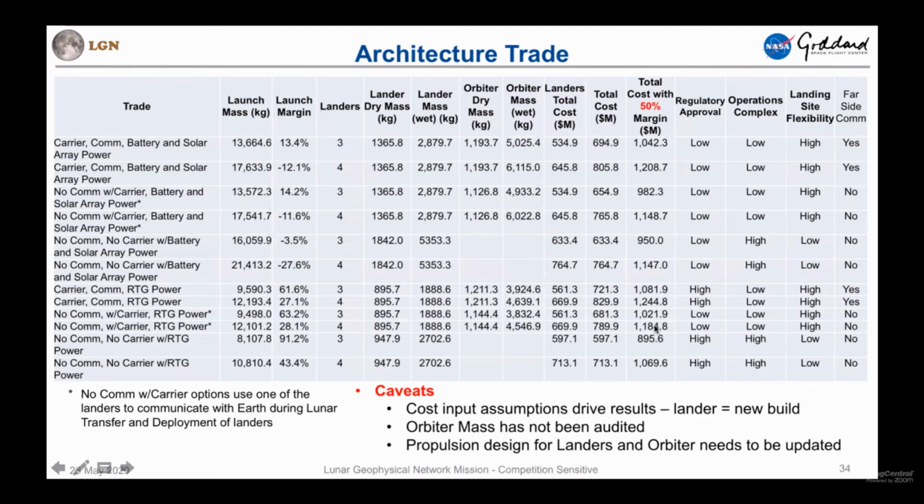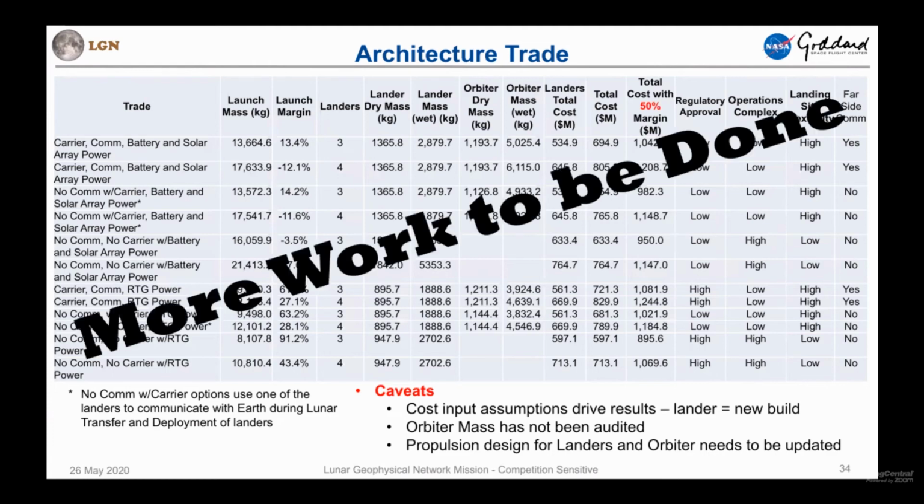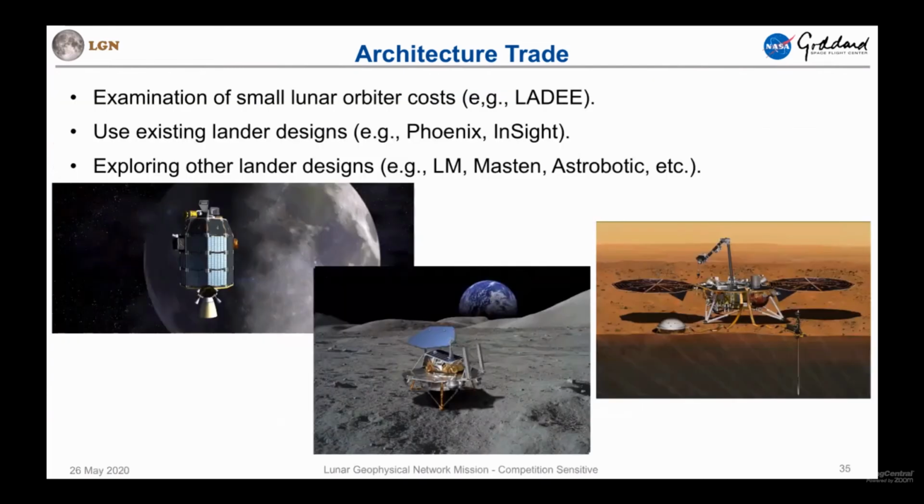The caveats down below are important because the cost input assumptions drive the results, and our lander is a new build. Orbital mass has not been audited and needs to be updated. Again, this is based upon our concept study as of today. So the take-home message here is that there's more work to be done, but in terms of that work, we've actually examined the cost.